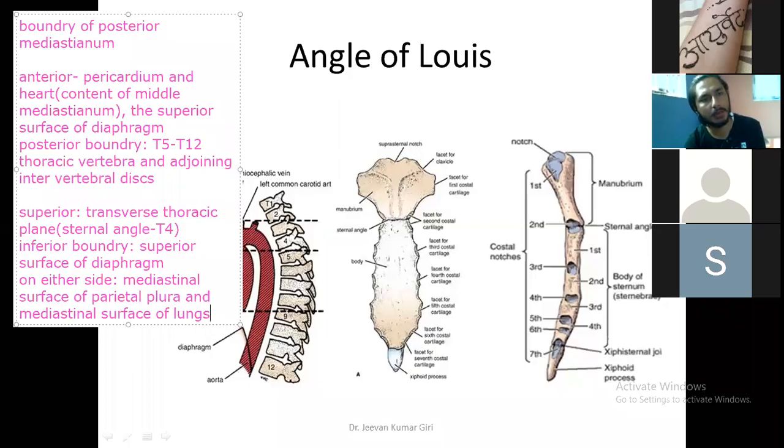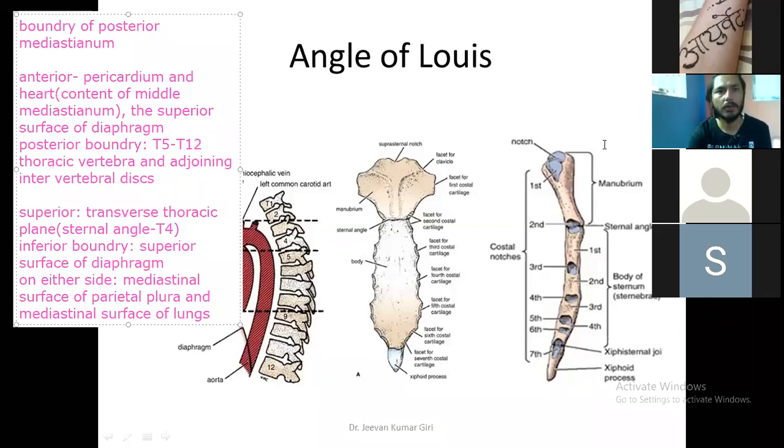Okay, so the anterior boundary is the heart and part of the diaphragm. Posterior boundary, T5 to T12 thoracic vertebrae and adjoining intervertebral discs. Superior boundary by the transverse thoracic plane, which passes along the sternal angle anteriorly and the lower border of the fourth thoracic vertebra posteriorly. Inferiorly, the superior surface of the diaphragm forms the inferior boundary. And on either side, there is the mediastinal pleura and the mediastinal surface of the lungs.